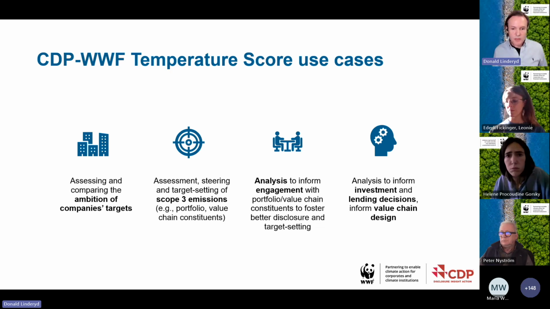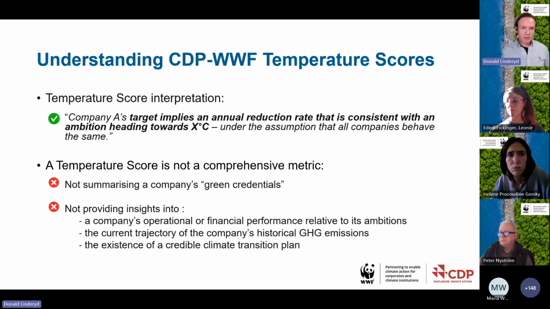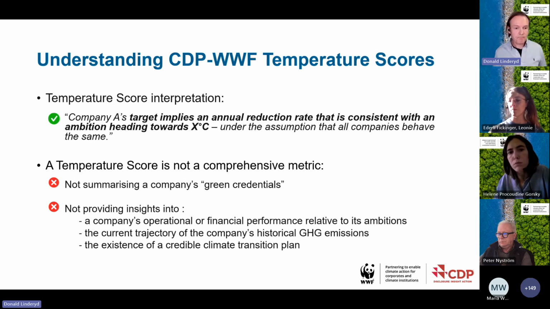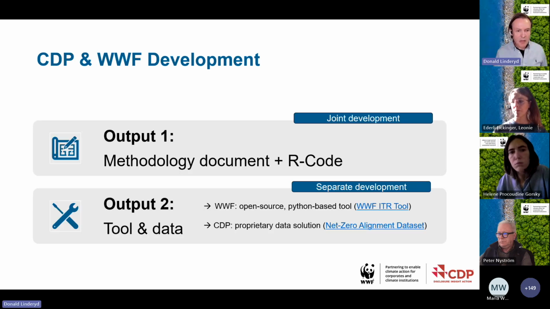also. So it's important to understand what the temperature scores are and what they are not. They are not a way to summarize a company's green credentials, nor are they providing insights into whether a company's transition plans are credible or not. But what it does do is to say that company A's targets imply an annual reduction rate that is consistent with an ambition heading towards X degrees Celsius, under the assumption that all other companies behave the same way. And that's quite important.